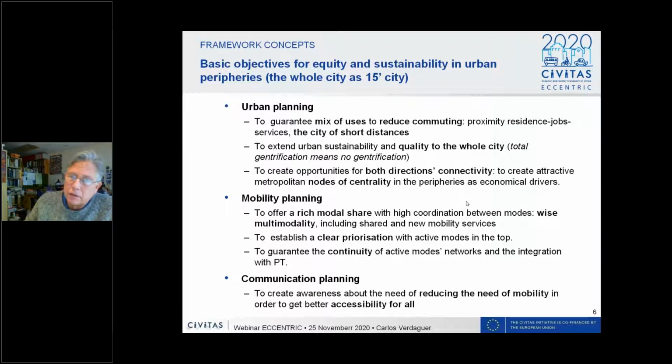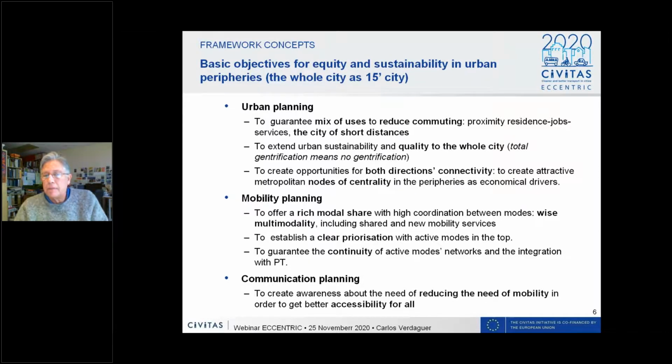Which are the basic objectives regarding urban planning? To guarantee a mix of uses to reduce commuting. We have to get more proximity resident jobs and get to this city of the short distances. We have to extend this quality of urban space to the whole city. This is, I say, total gentrification. Everybody finds it very desirable in terms of visibility and desire to go. We have a sort of eliminated gentrification. This is a utopic ideal, but we should go to this end. We have to create opportunities for connectivity in both directions. We have to create an attractive metropolitan node of centrality in the periphery, and they should work also as economical drivers.